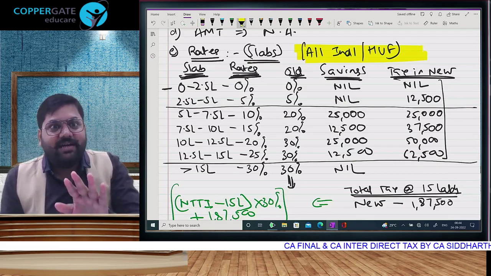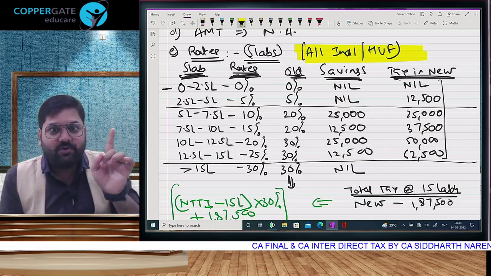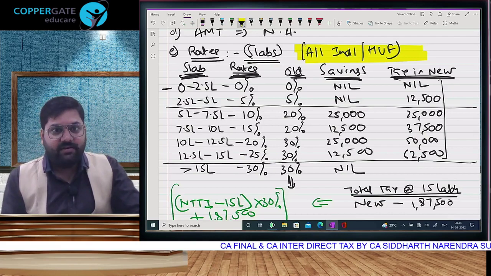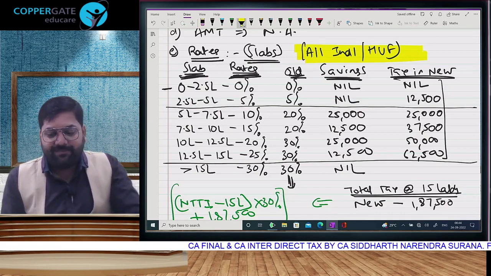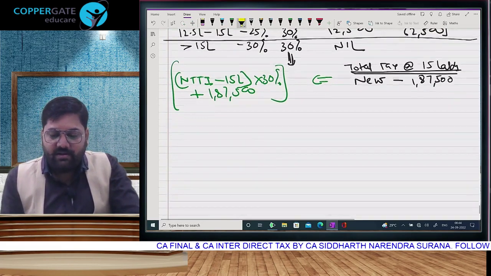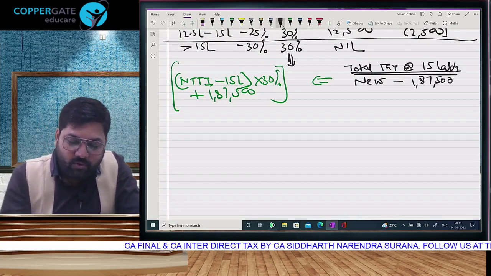After 15 lakhs, not 10. In old, the threshold was 10. In new, it is 15. Clear hai? So at 15 lakh, 187,500. Is that clear? And one more thing I want to do with you here.